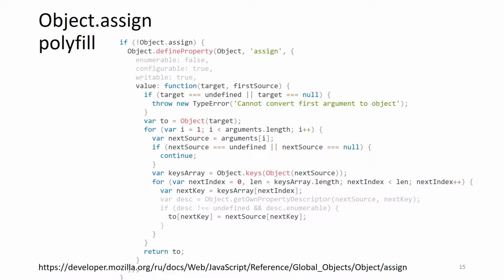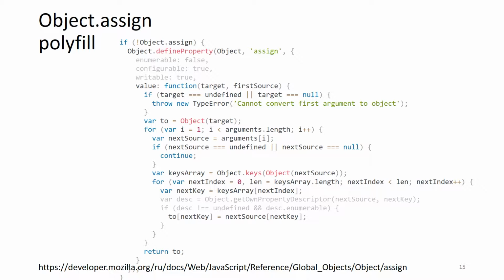And what this function does, basically, it creates a new object and iterates over all arguments of this function, and then iterates over all keys of each argument and copies the keys one by one.